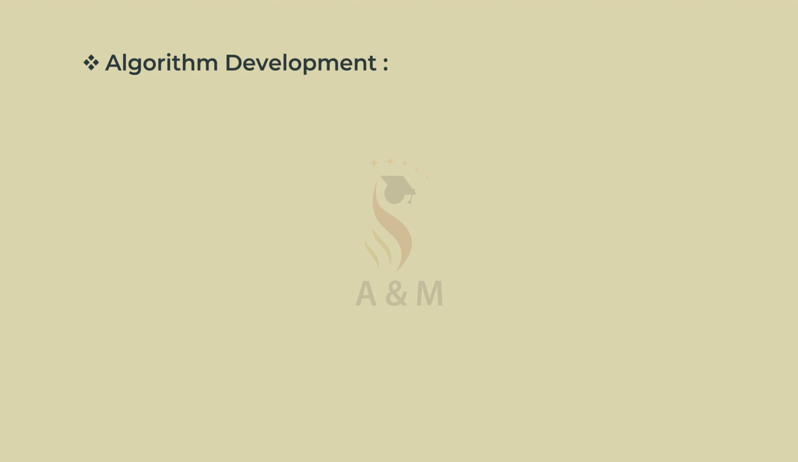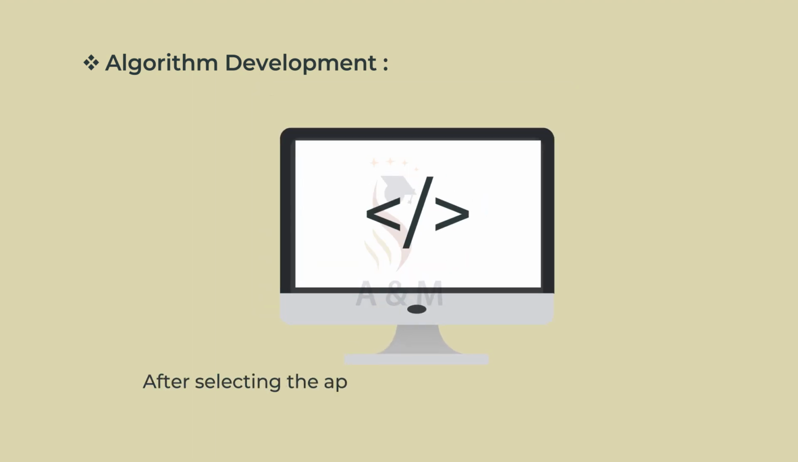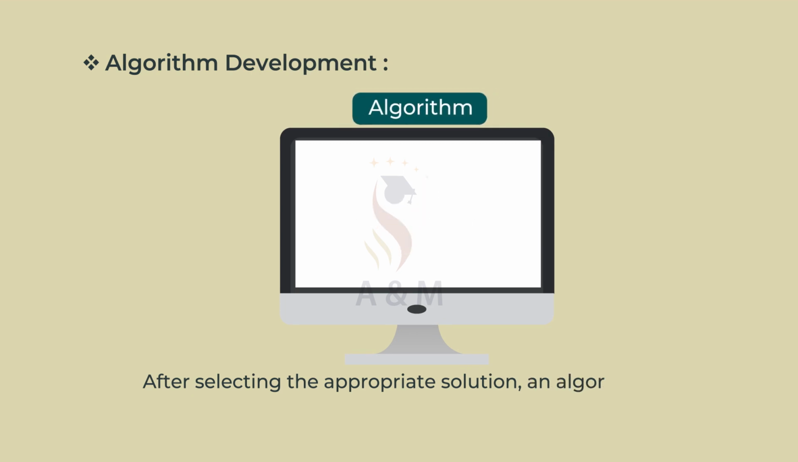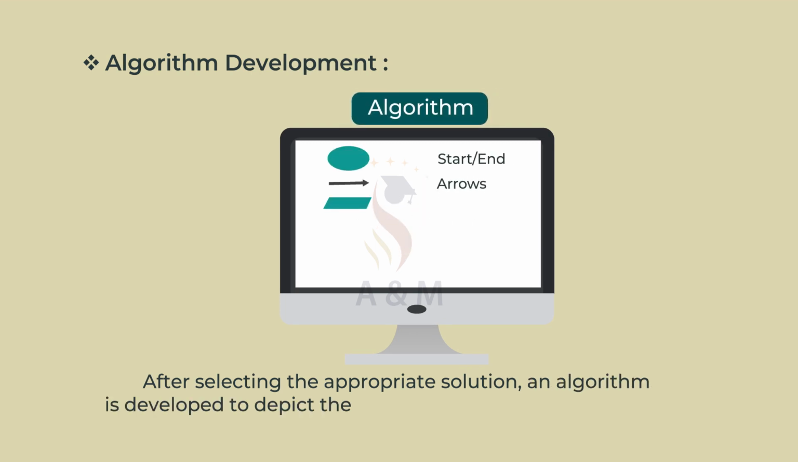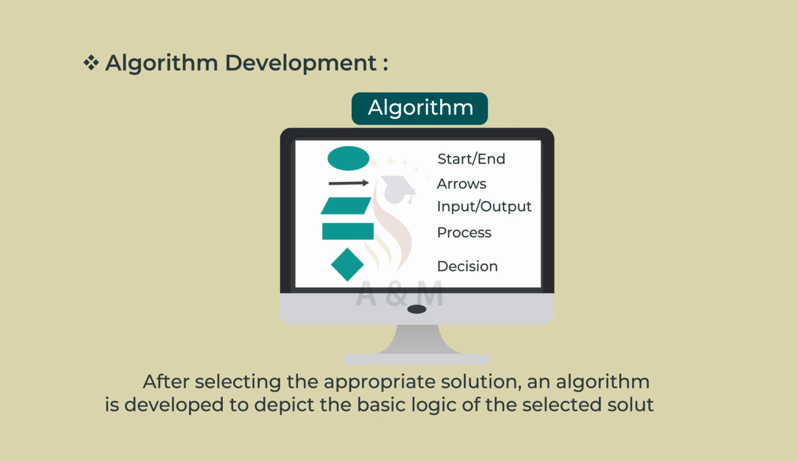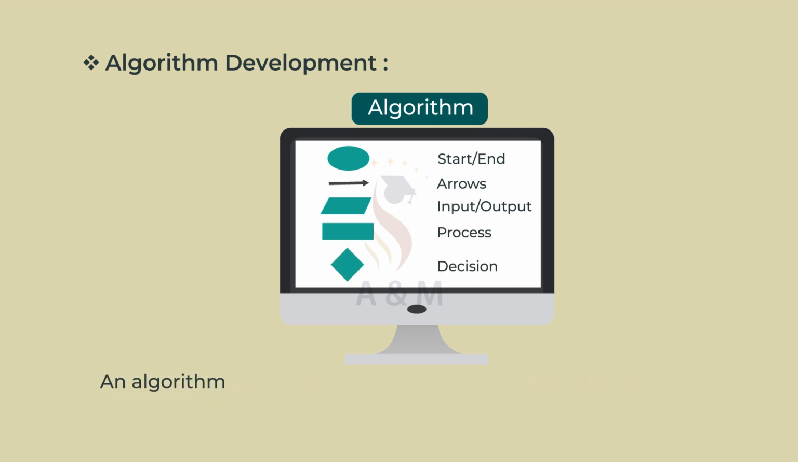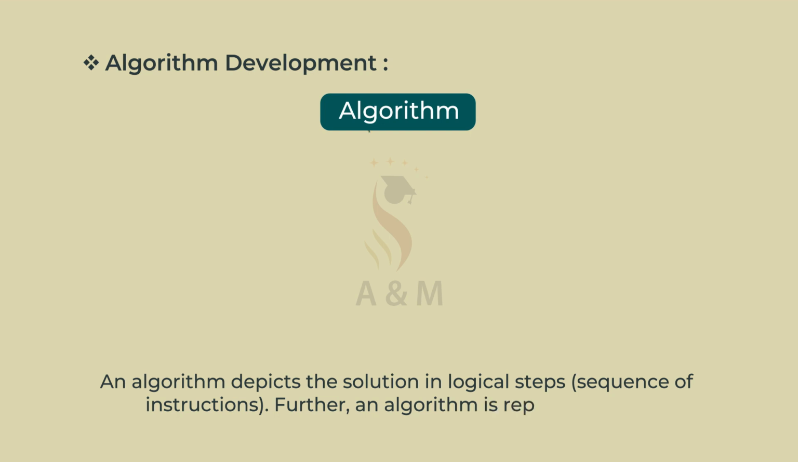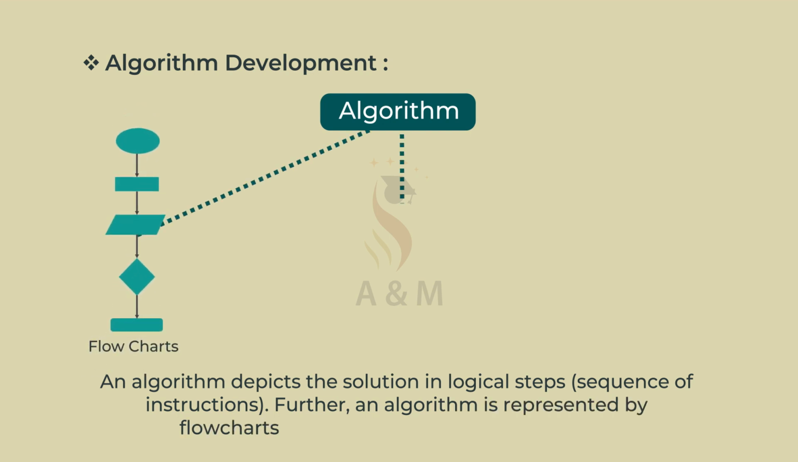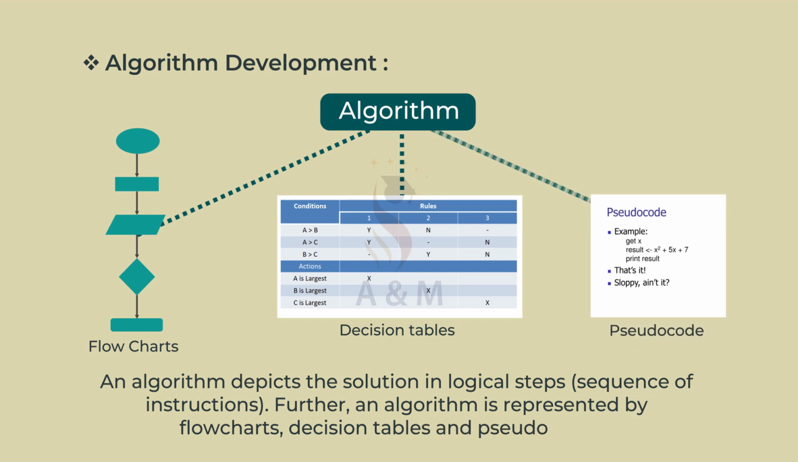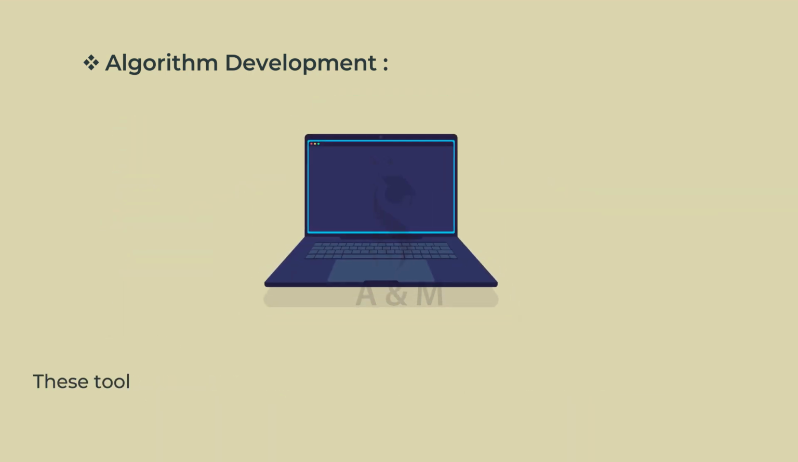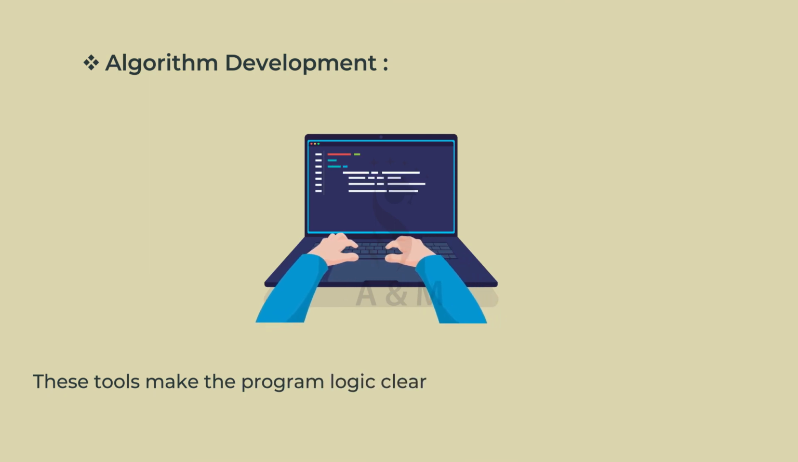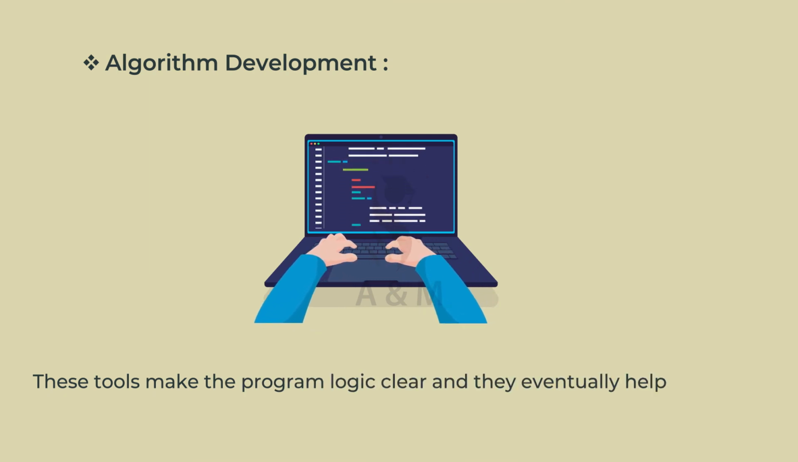Algorithm development. After selecting the appropriate solution, an algorithm is developed to depict the basic logic of the selected solution. An algorithm depicts the solution in logical steps, that means a sequence of instructions. Further, an algorithm is represented by flowcharts, decision tables, and pseudocodes. These tools make the program logic clear and they eventually help in coding.